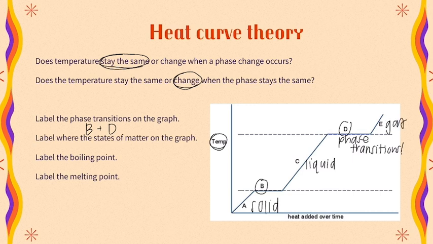So then label our boiling point. Our boiling point is going to occur at a higher temperature than our melting point. So in this case, we can just make our long lines, and this is how we identify our heat curve information. So using this information, let's apply it and do a little bit of math.